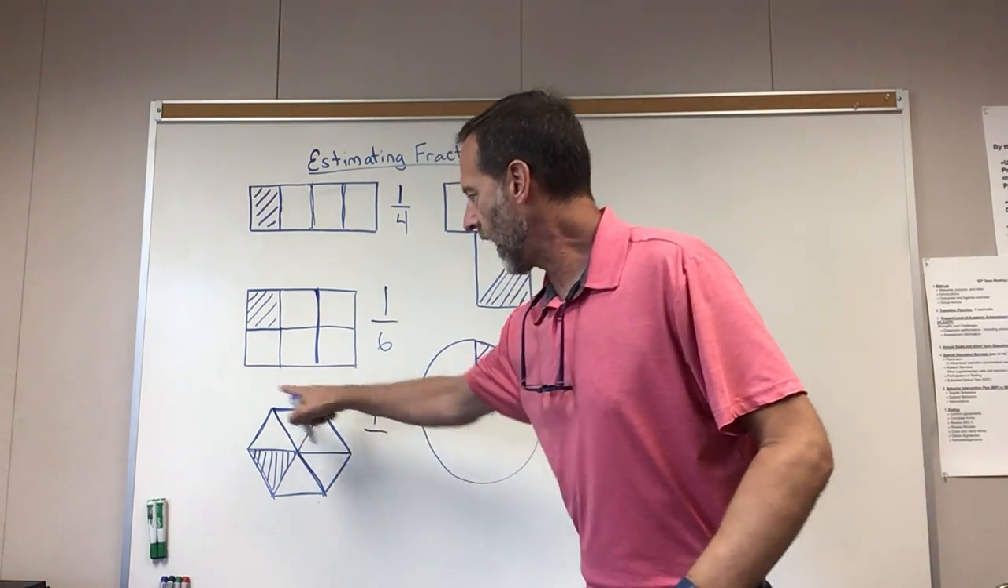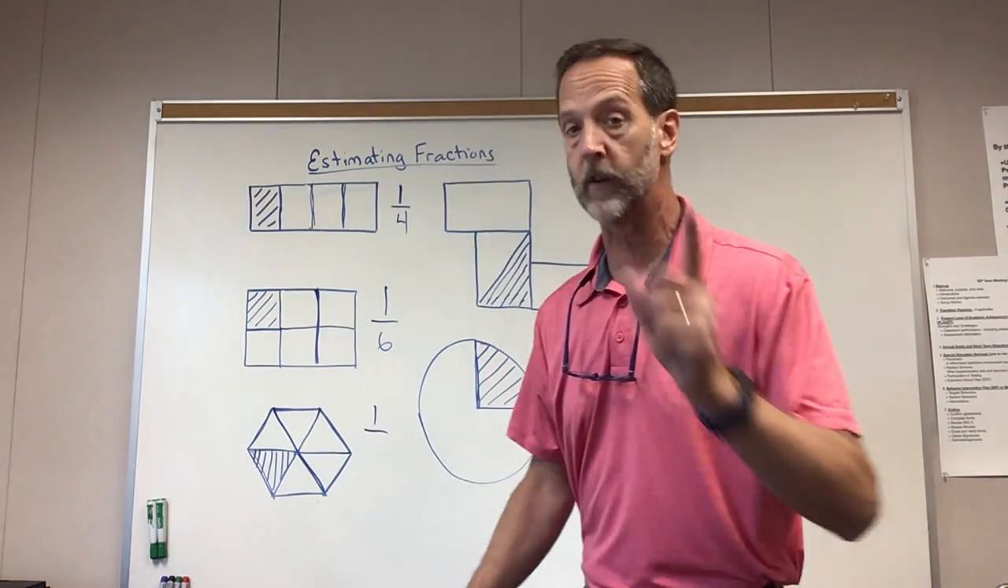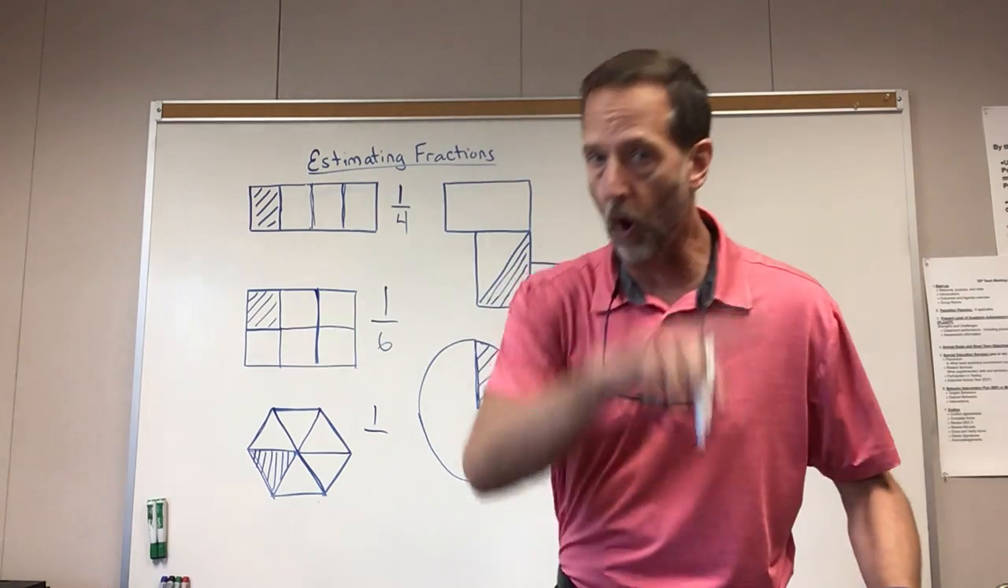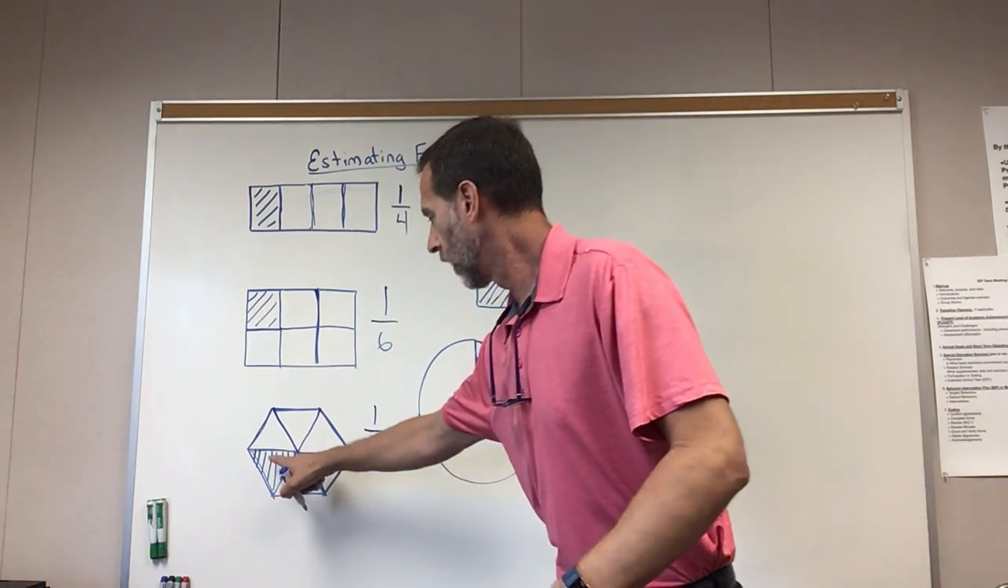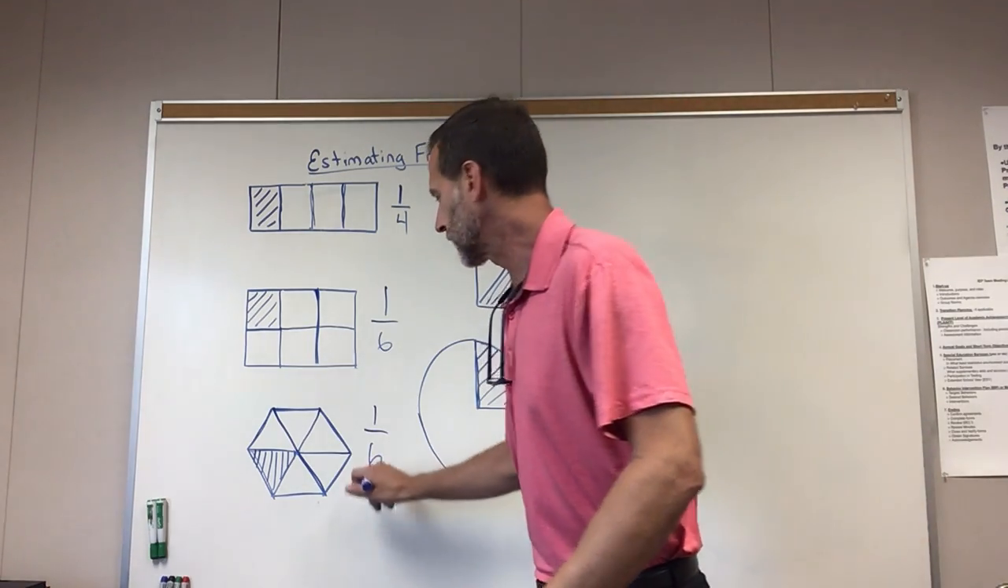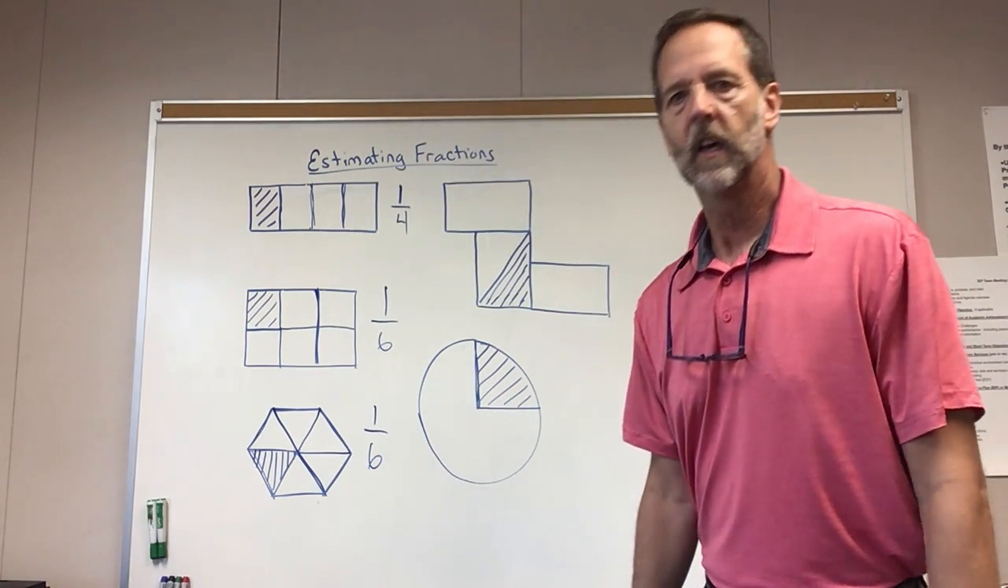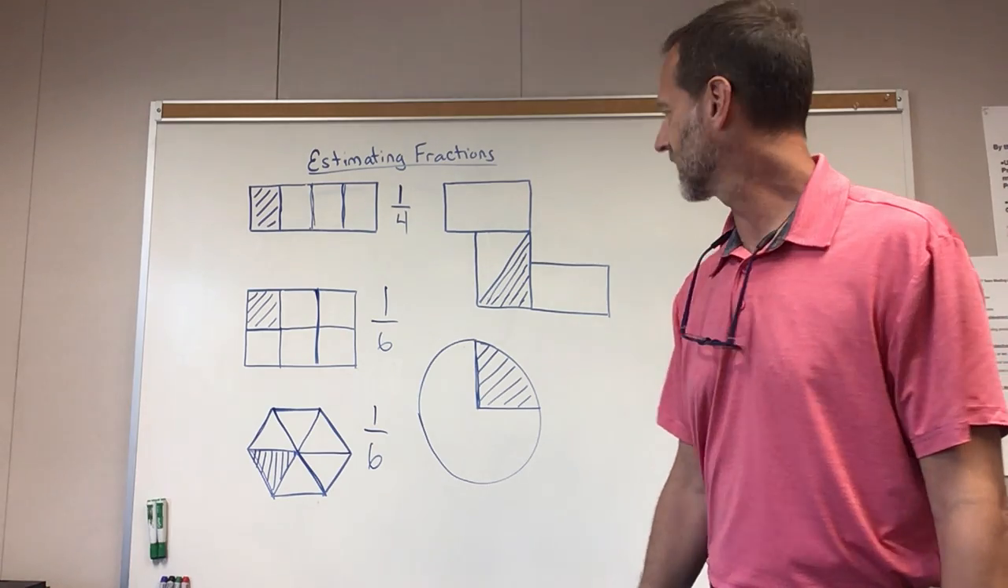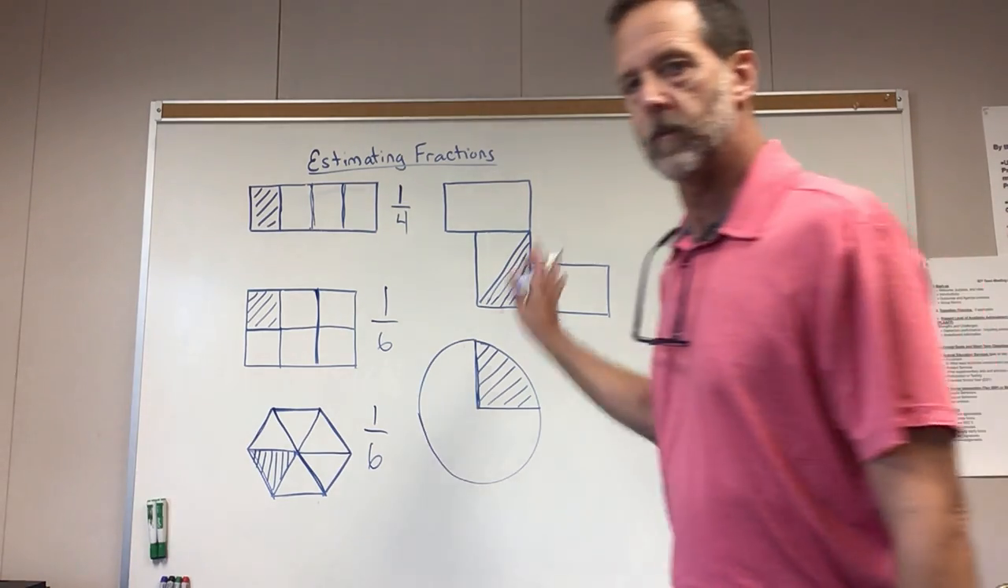All right, so now how many pieces do I have all together? You're not just counting the white ones now, all of them. How many are there? 1, 2, 3 on the bottom, 1, 2, 3 on the top. There are 6. This is also 1/6 shaded. Okay, 1/6 shaded. All right, take a look at the next one.